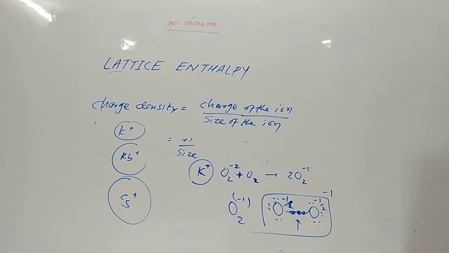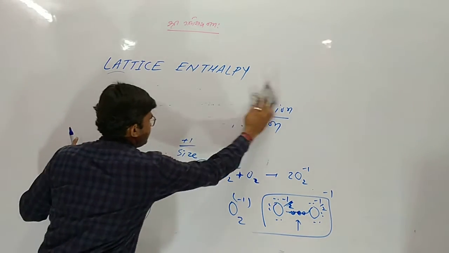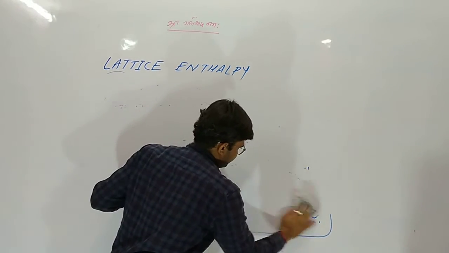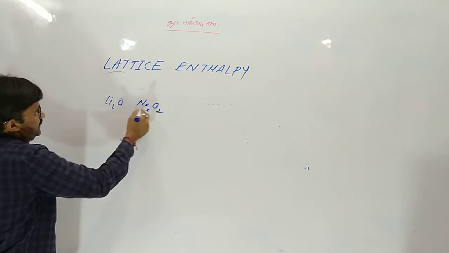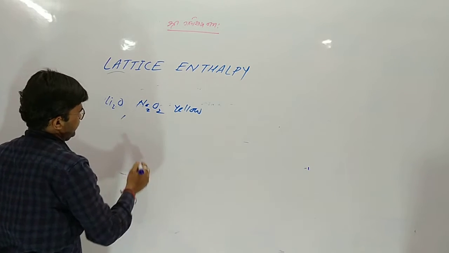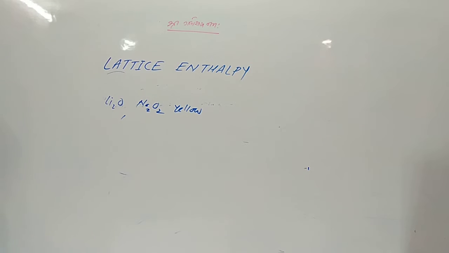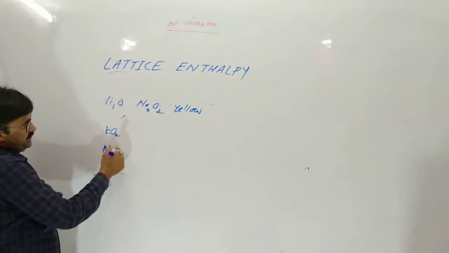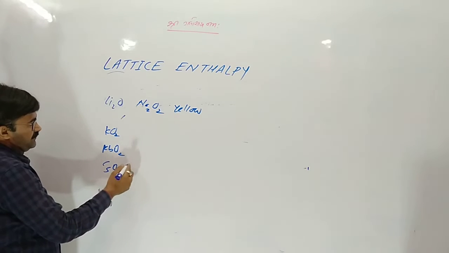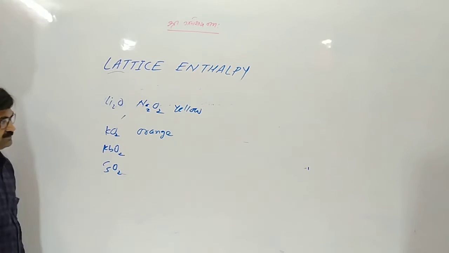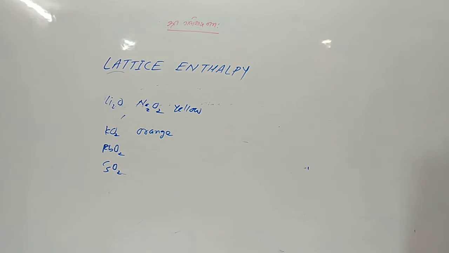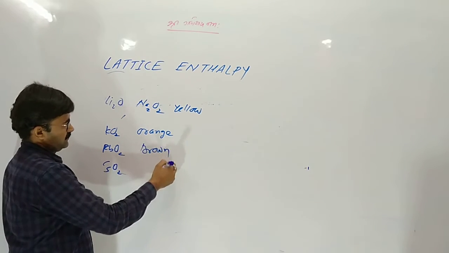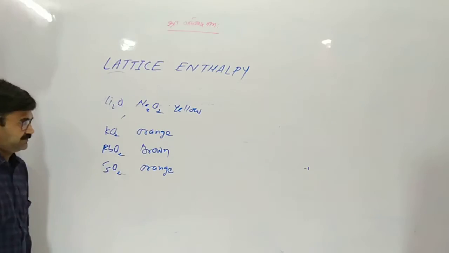And now color. Lithium monoxide and sodium peroxide is yellow in color, whereas potassium superoxide and cesium superoxide are orange. RbO2, rubidium superoxide, is brown, then this one orange. Why?